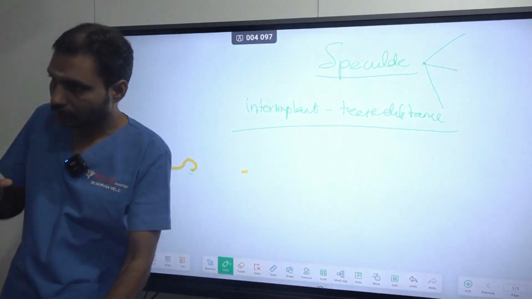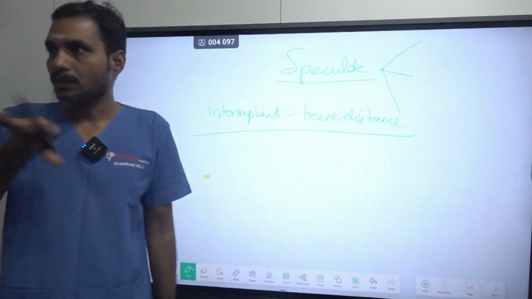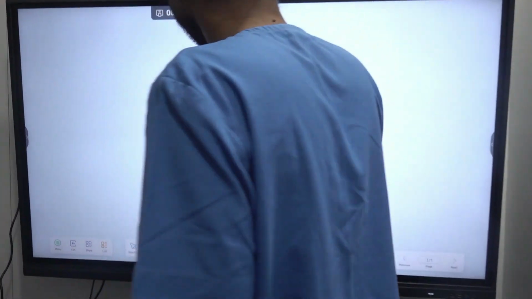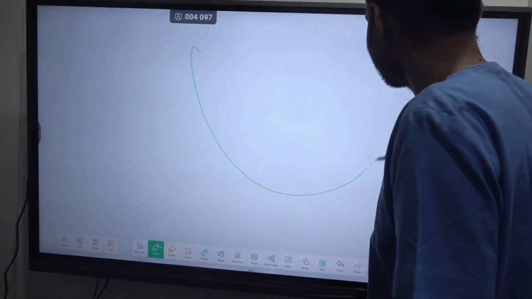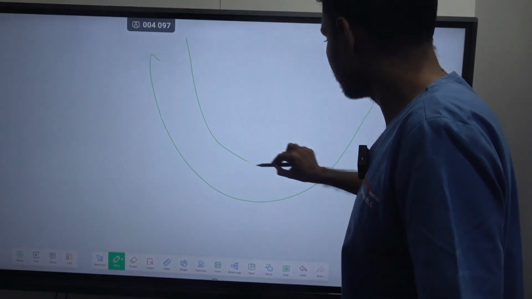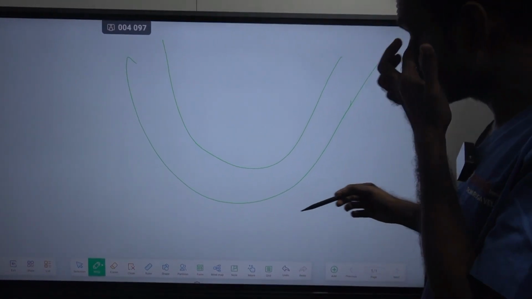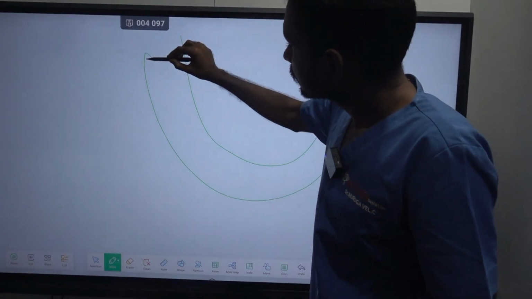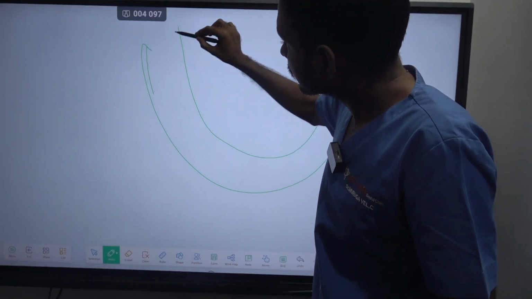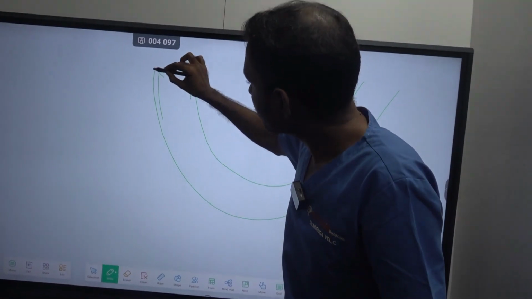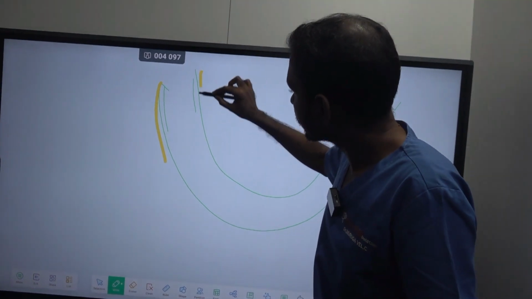Okay, so this is a very important concept. If you understand this, your perspective about implantology will change. This is a jaw cross section, upper or lower, whatever it is. This is cortical bone, right? Buccal cortical, lingual cortical. This is buccal periosteum. This is lingual periosteum.